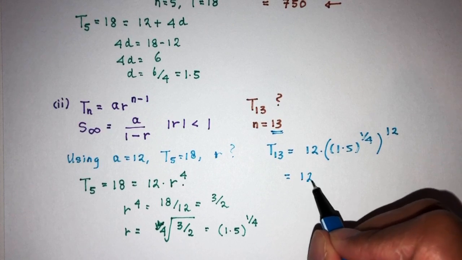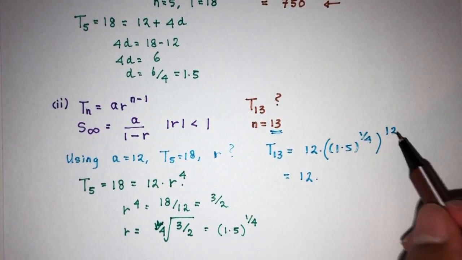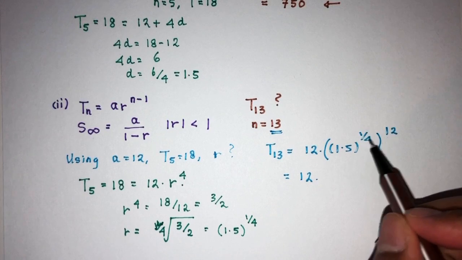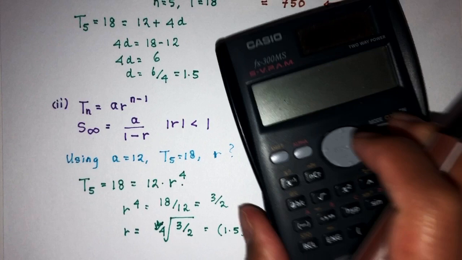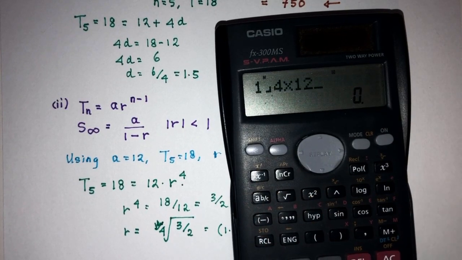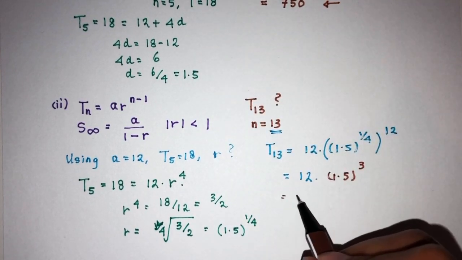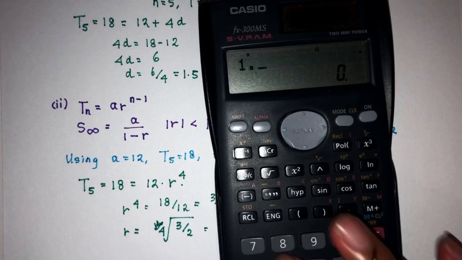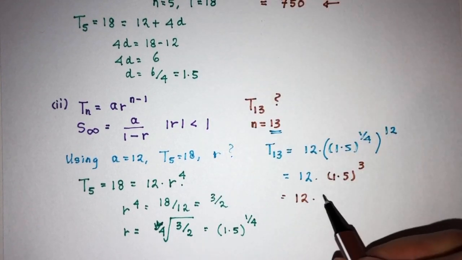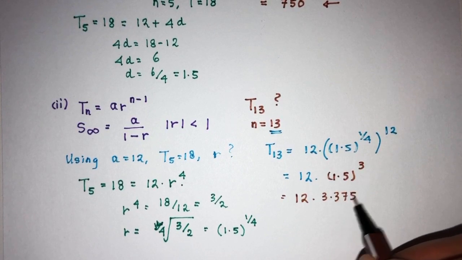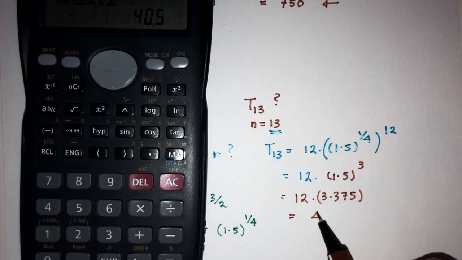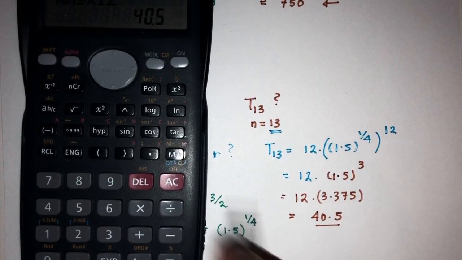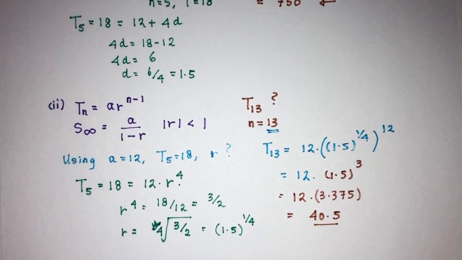So that will be 12 times. Here by the rules of indices, we know that we just have to multiply these two powers. 1 over 4 times 12 will be 3. So 1.5 to the power 3, times 12. So you will have 12 times 1.5 cubed, which is 3.375. So your answer will be 3.375 times 12, that will be 40.5. Okay, so that will be your 13th term of the progression if it was a geometric progression.